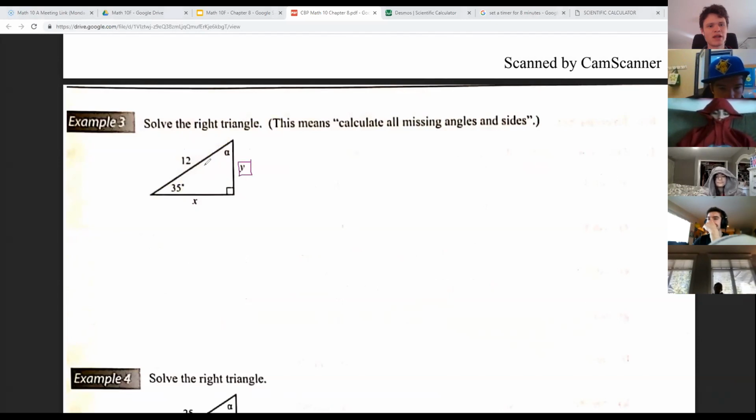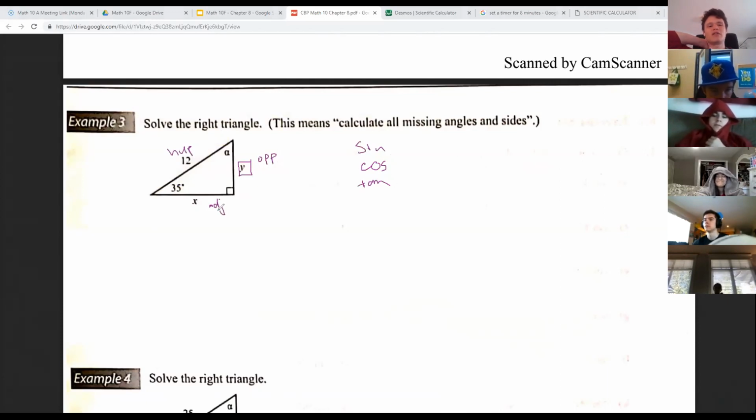If we look at y, that's our opposite, this is our adjacent, and this is our hypotenuse. So we want to involve a ratio with opposite and hypotenuse. Which ratio is that? Sine, cosine, or tangent? Cosine would be for the adjacent one here. Remember SOH CAH TOA. So it is sine.